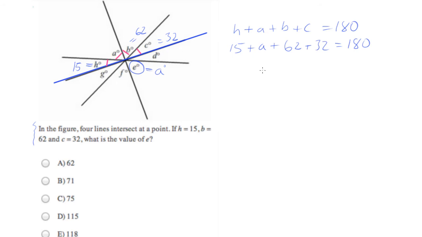And from this, we can calculate the value of A because, let's see, 180 minus 15 gives you 165, then subtract 62 and you get 103, then subtract 32 and you get 71. So A equals 71. Which is answer choice B.